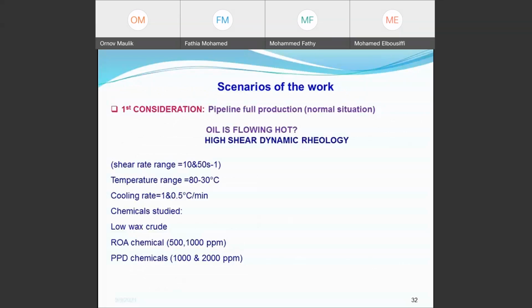So the scenarios of work. The first one, as I said before, is the normal situation. We choose two shear rates, 10 and 50 reciprocal seconds. The temperature range is from 80 down to 30 Celsius, and cooling rates of 1 and 0.5. The chemicals studied are slow wax crude and ROA and BBD chemicals.